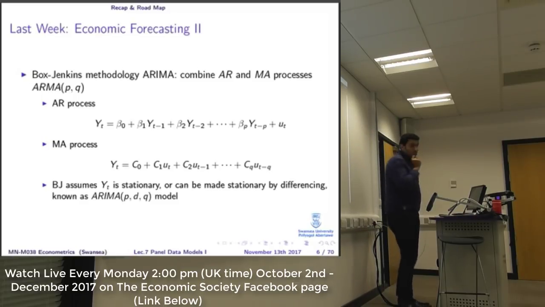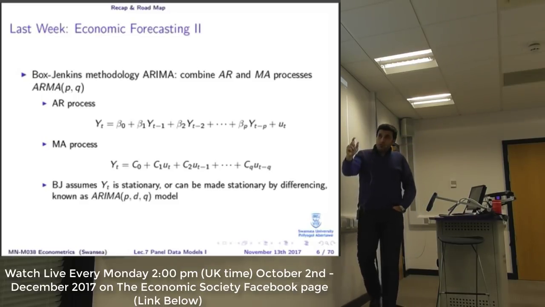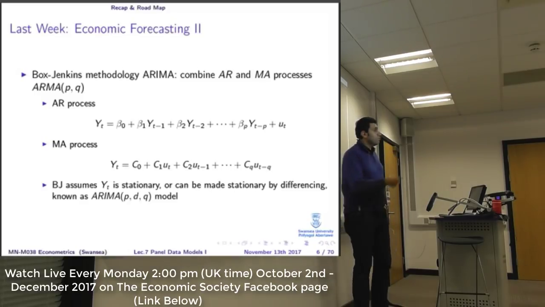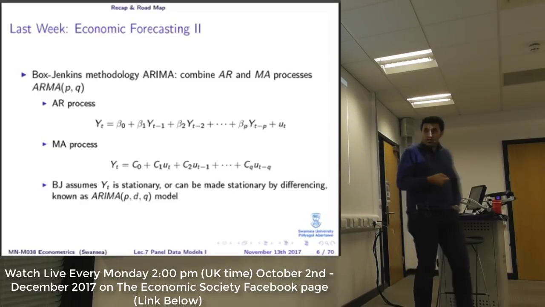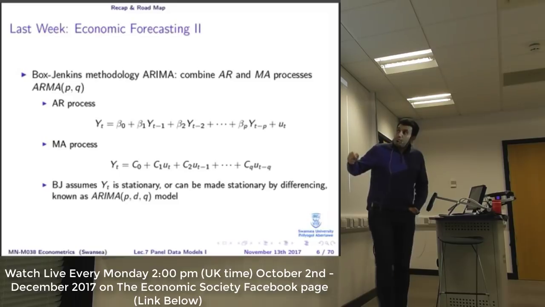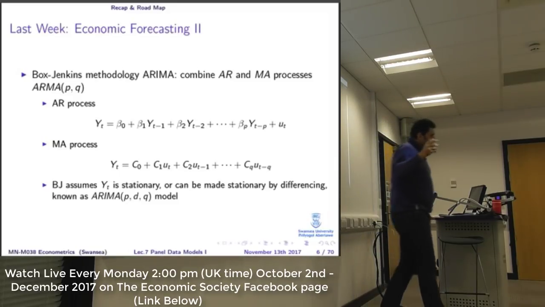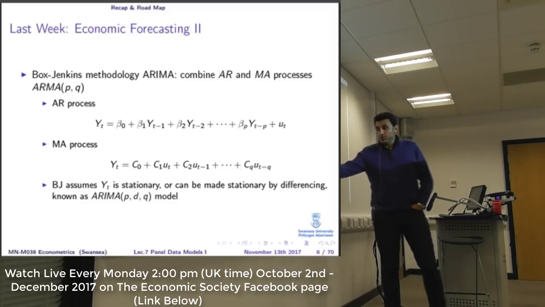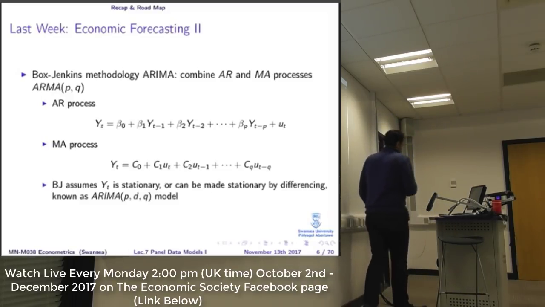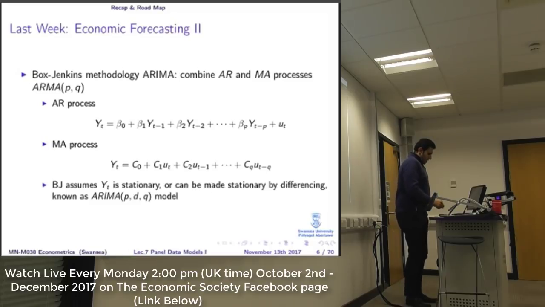As we explained, the Box-Jenkins methodology assumes that the series Y_t is stationary or could be made stationary by differencing, and that will make it from ARMA to ARIMA. So in ARIMA, the I, or the d here, is the number of times that you need to difference the series to make it stationary.